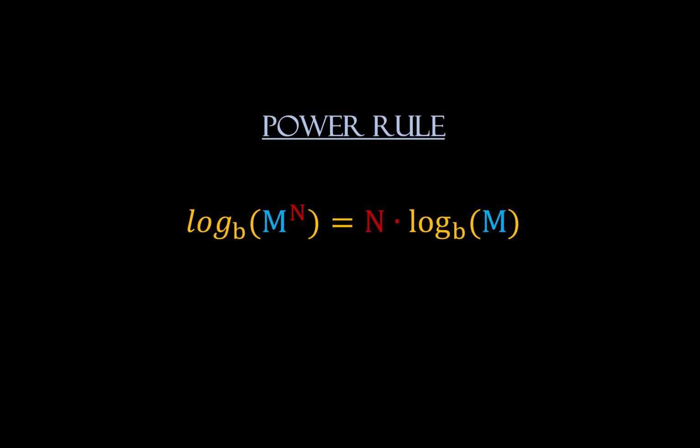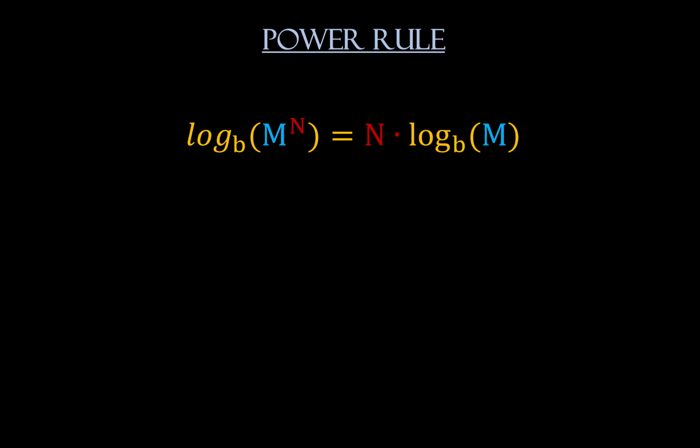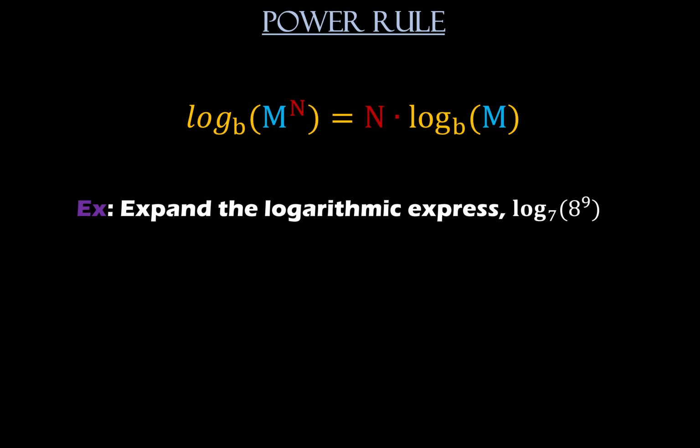Lastly, we will learn about the power rule, which states that the logarithm of a number with an exponent is the product of the exponent and the logarithm of that number. In the parentheses, we have 8 raised to the 9th power. Because there's an exponent in the parentheses, we can simplify by pulling it in front of the log function.